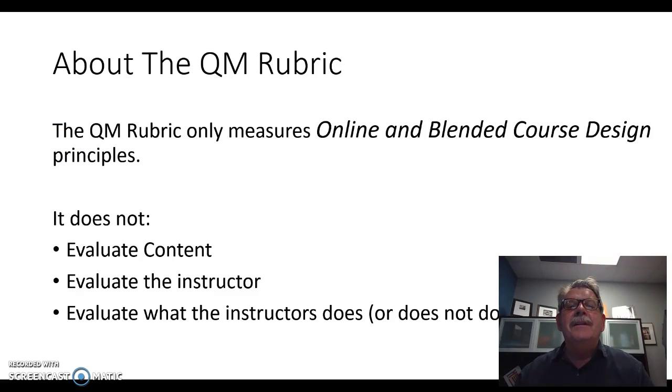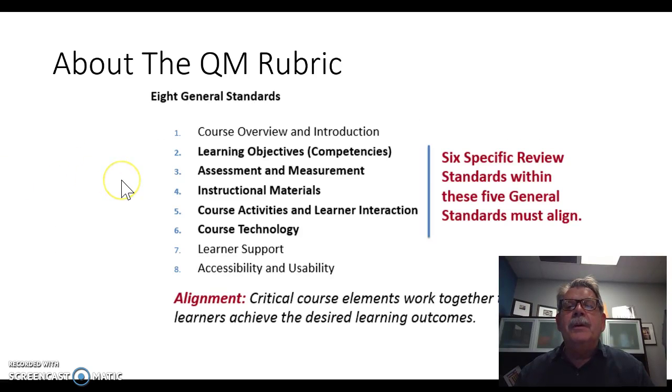It's certainly content independent. In the rubric itself, there are a variety of standards, but there are 8 general standards, and I think you can read those for yourself. There is a detailed list in the online faculty standards Canvas course that lists the individual standards and all of the substandards within those. But I think you can see they cover overview, objectives, assessment, instructional materials, course activities and learner interaction, course technology, learner support, and accessibility.